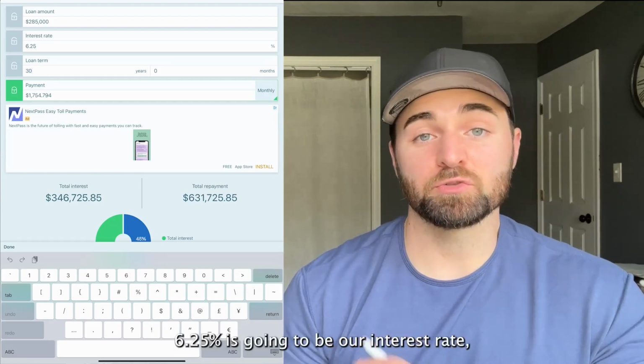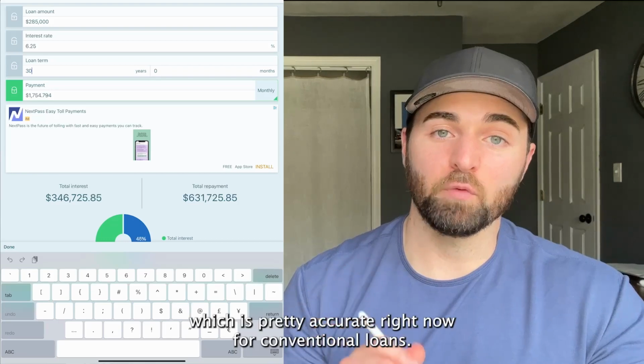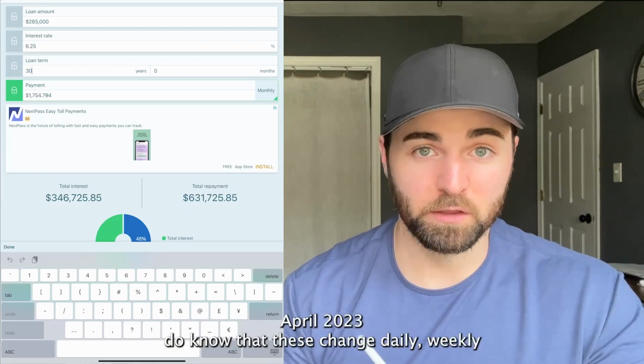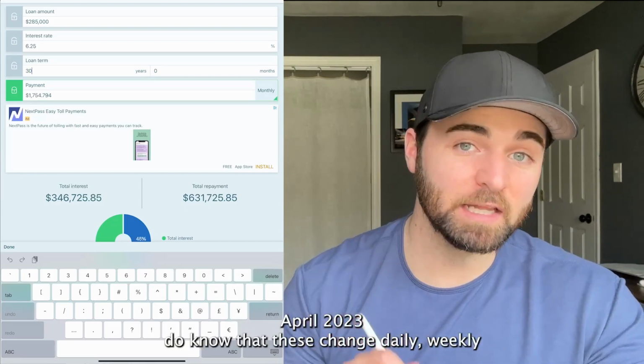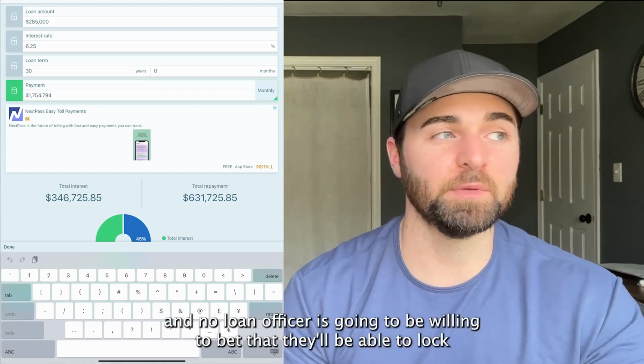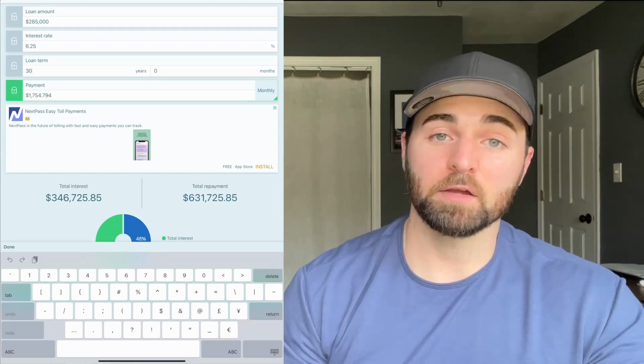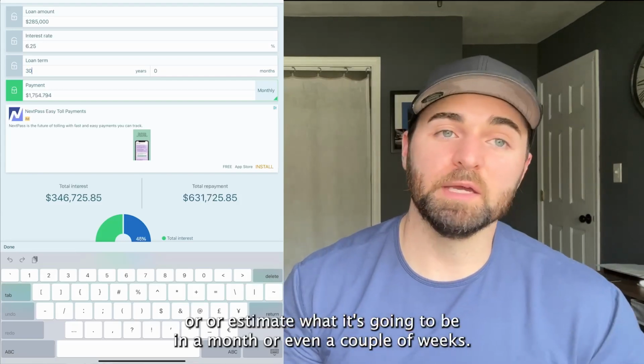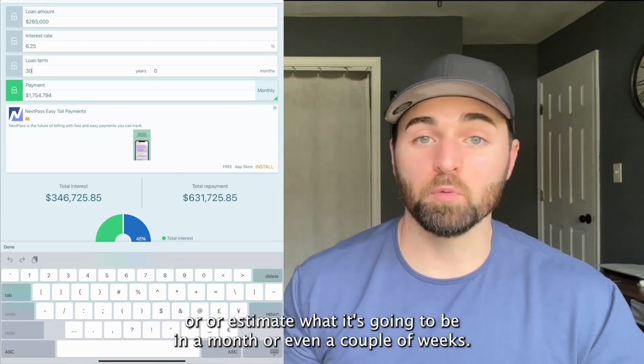6.25% is going to be our interest rate, which is pretty accurate right now for conventional loans, April 2023. Do know that these change daily, weekly, and no loan officer is going to be willing to bet that they'll be able to lock or estimate what it's going to be in a month or even a couple weeks.